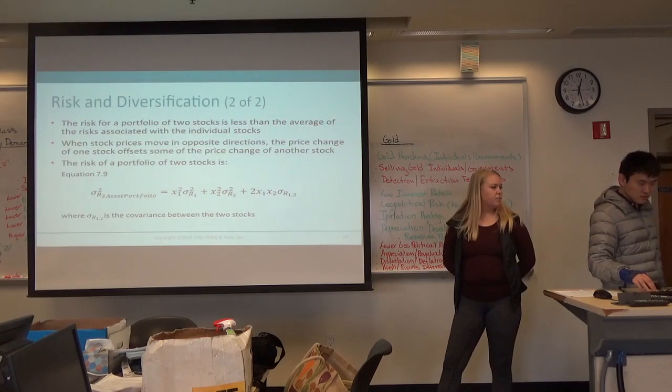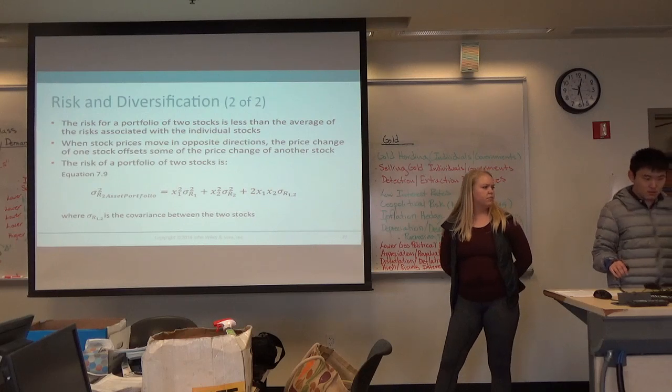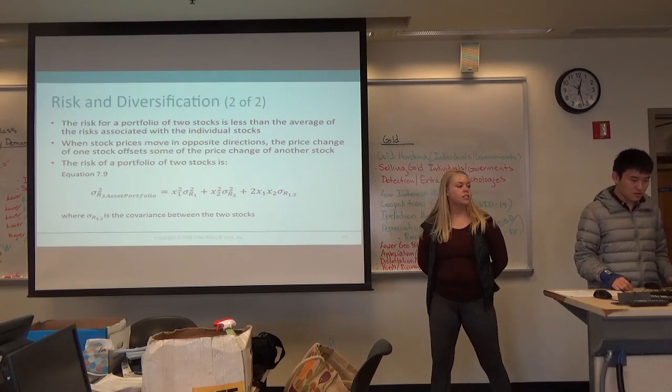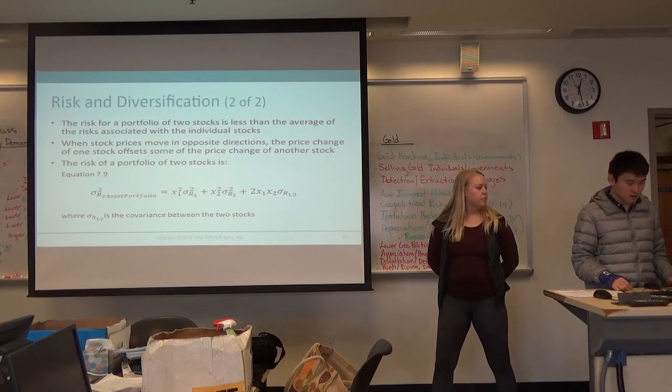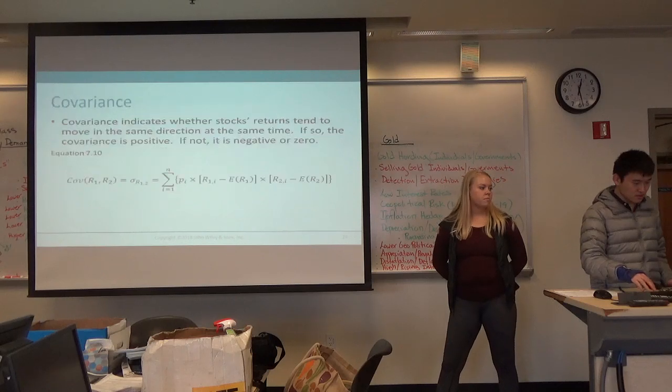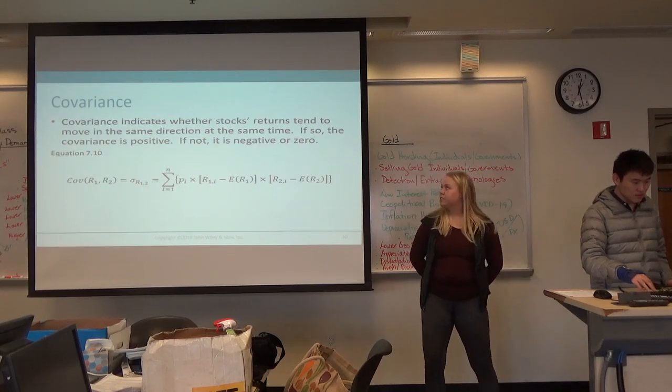And then continued with risk and diversification. So the risk for a portfolio of two stocks is less than the average of the risks associated with the individual stocks. When stock prices move in opposite directions, the price change of one stock offsets some of the price change of another stock. So that's why we want to diversify.